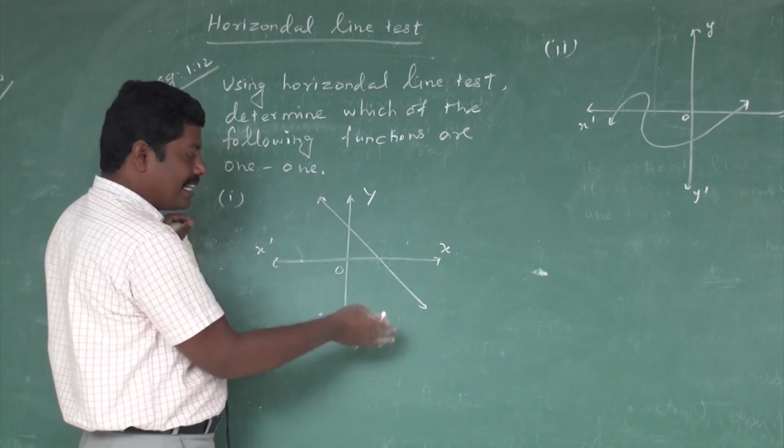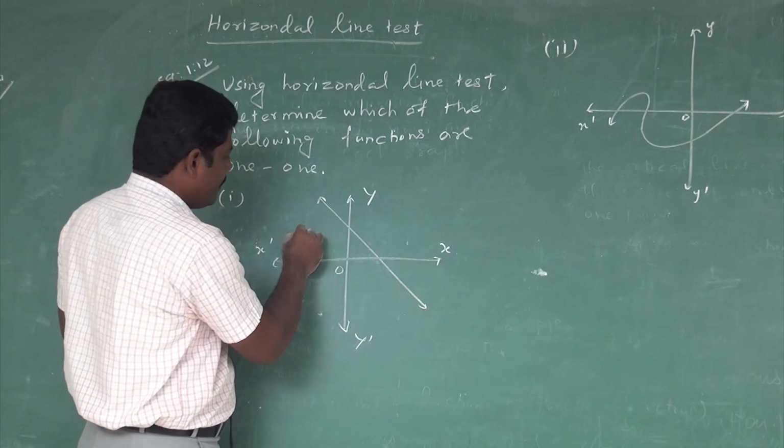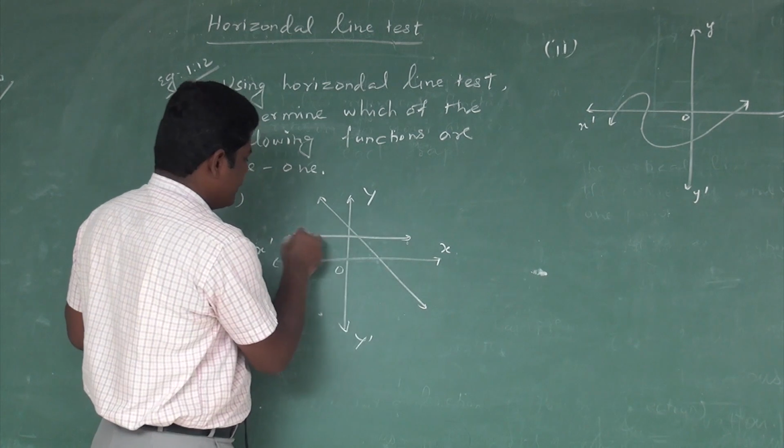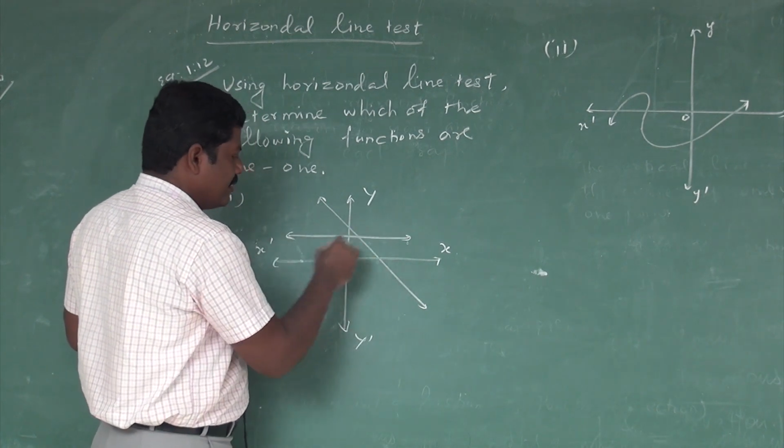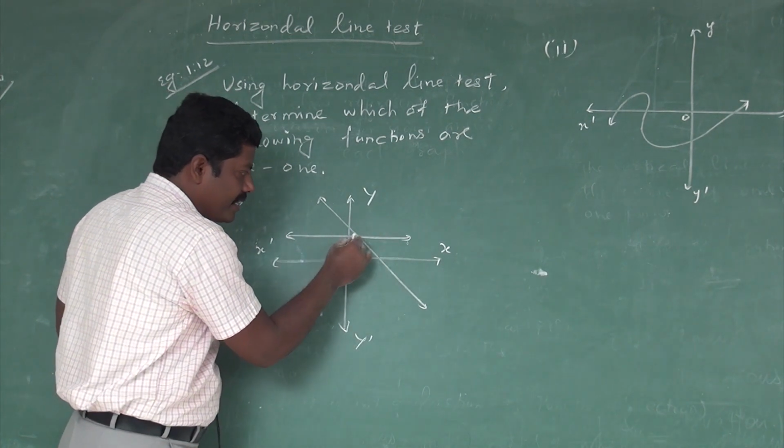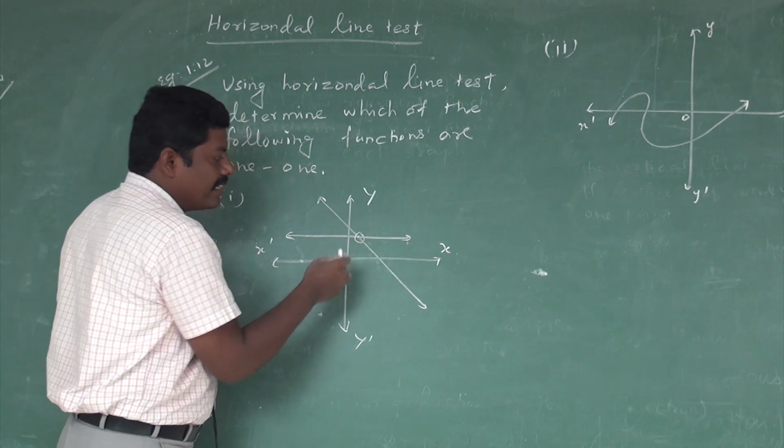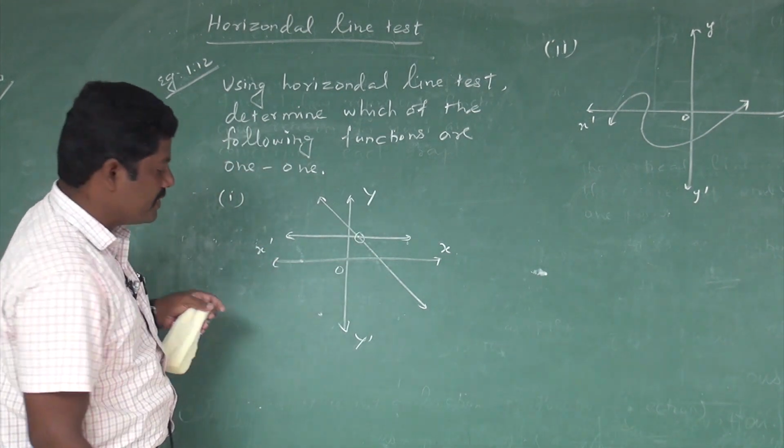So one curve is given. You draw one horizontal line anywhere on the graph. I'm going to draw here. This is a horizontal line. This horizontal line cuts the curve at only one point. Therefore, it is a 1-to-1 function.